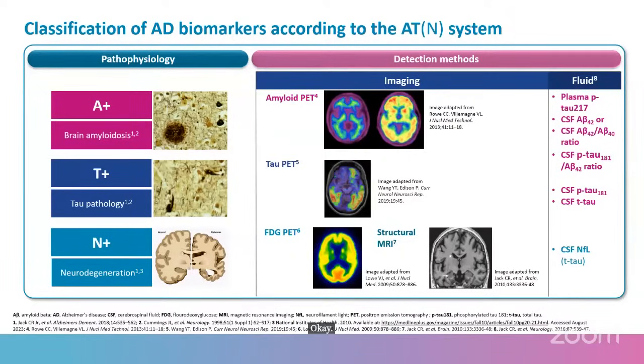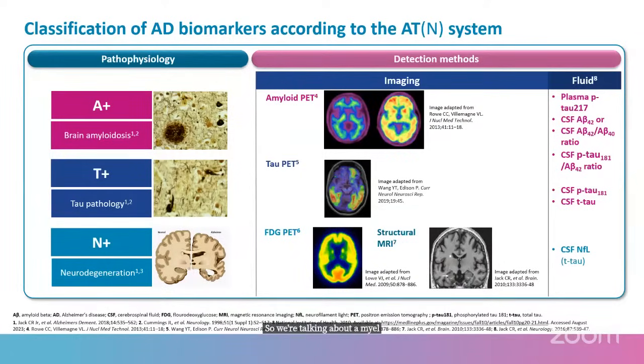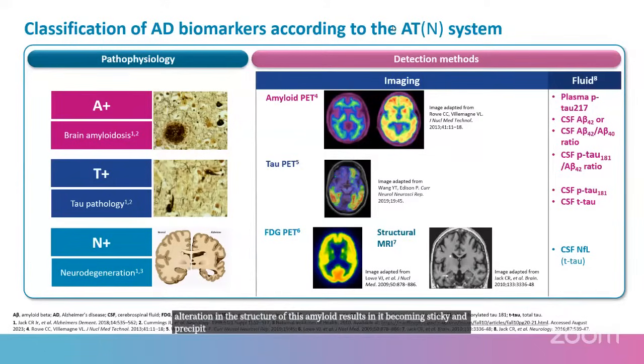So, the types of amyloid. The amyloid ATTR and amyloid AA that are known to cause systemic amyloidosis are not the type of amyloid we're talking about here. We're talking about amyloid beta 42 and 40. These are normal amyloid present in the brain, but for some reason, an alteration in the structure of this amyloid results in it becoming sticky and precipitating in the brain. So it's a different type of amyloid.